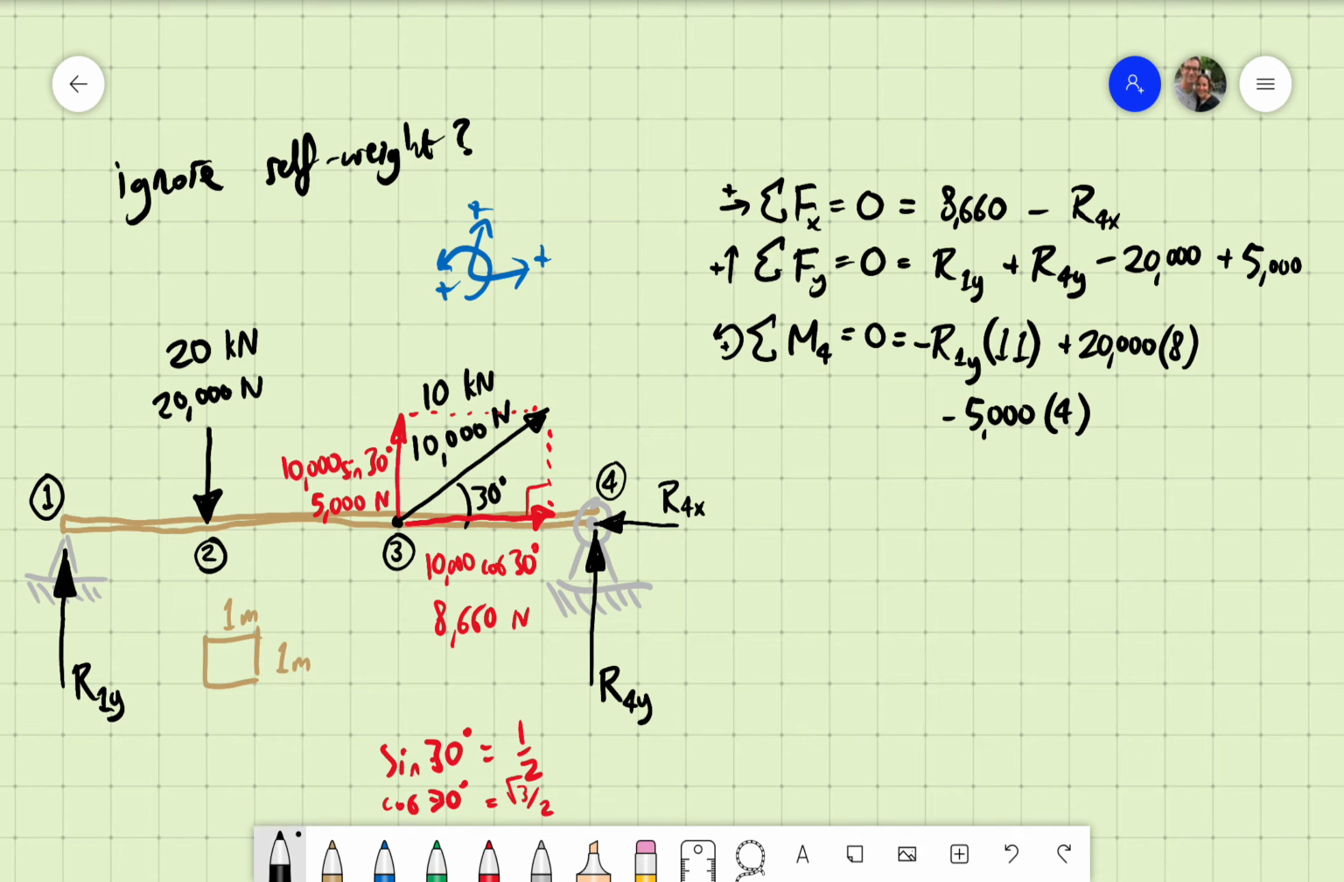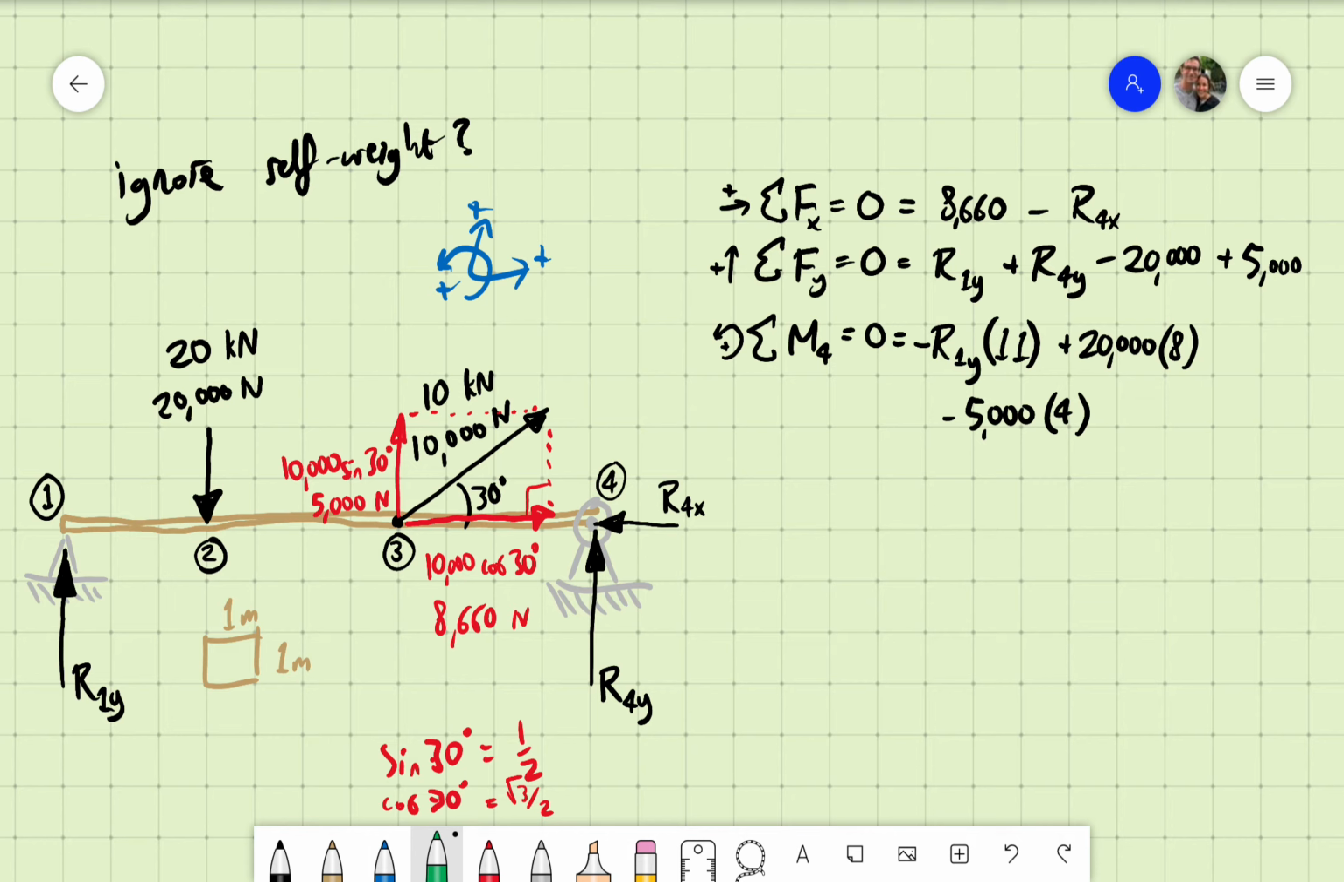We got 3 unknowns. Okay, we have R1y, R4y, R4x. And we have 3 equations, Fx, Fy, M4. And that, remember, is the magic situation. The same number of simultaneous equations as what unknowns you're trying to uncover. Sorry, I said that very badly. So we can do this. Let's work it out.